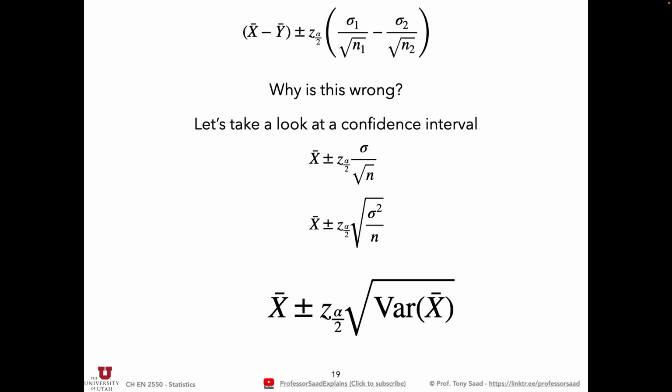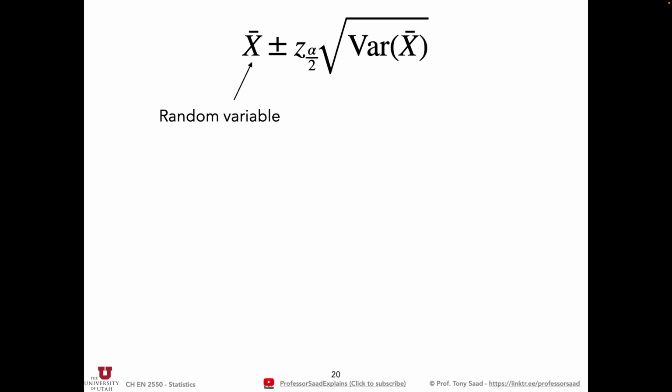So my confidence interval for a single population looks like this: a random variable plus or minus Z alpha over 2, which is also a standard value, times the square root of the variance of that random variable. So any random variable I pick, the sampling distribution or sampling mean, I can plug it in here in this formula.